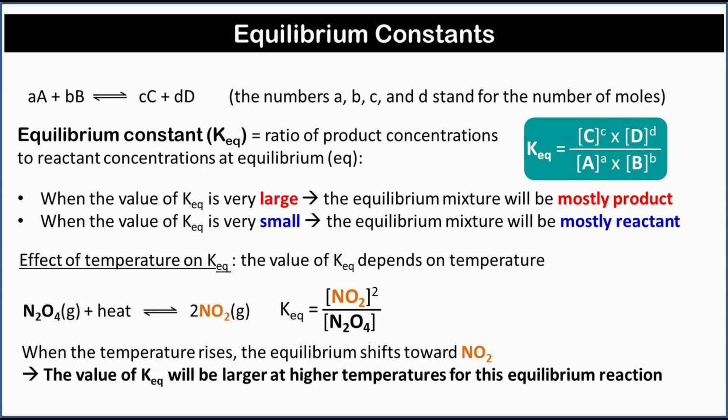When dinitrogen tetroxide decomposes, it breaks down into nitrogen dioxide gas, represented by this chemical equation. The equation for the equilibrium constant is shown as well. When the temperature rises, the equilibrium shifts toward nitrogen dioxide. So, the value of the equilibrium constant will be larger at higher temperatures for this equilibrium reaction.